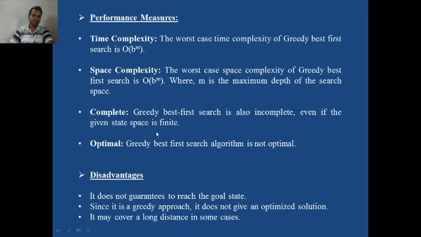What are the performance measures? Time complexity is O(b^m), where m is the maximum depth. You can better use d here. I just copied this particular point from the AI blog, but please stick to only one notation. Generally d is the maximum depth of the search space, meaning the depth of the shallowest node. In the previous video we used this notation d, so in place of m, use d. So b^d is the time complexity.